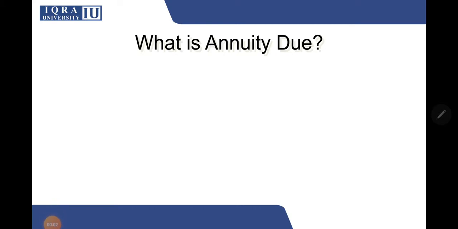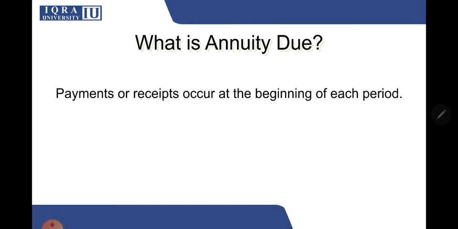I will be discussing annuity due over here. So the definition of annuity due was that payments or receipts that occur at the beginning of each period.